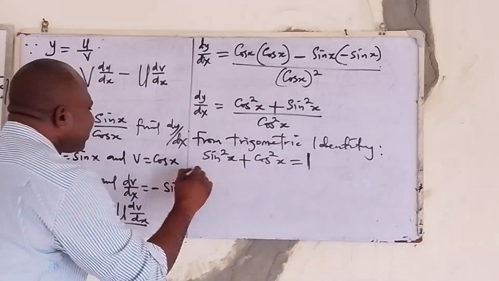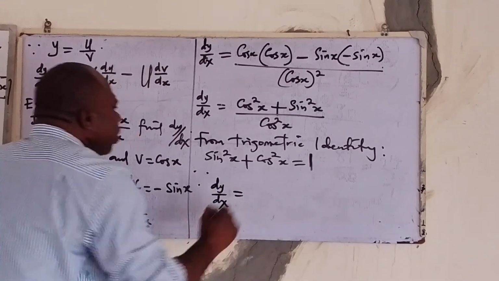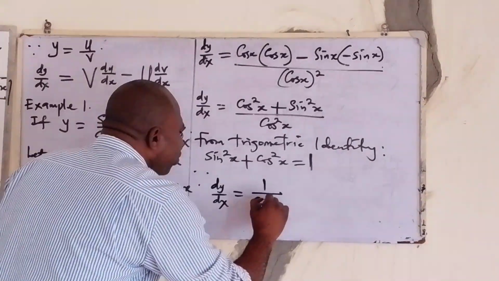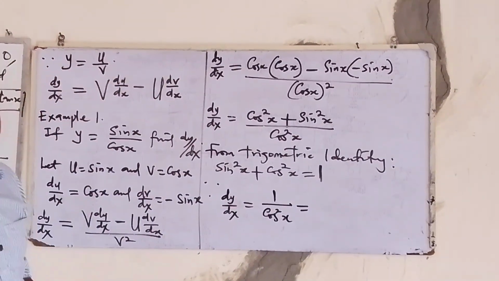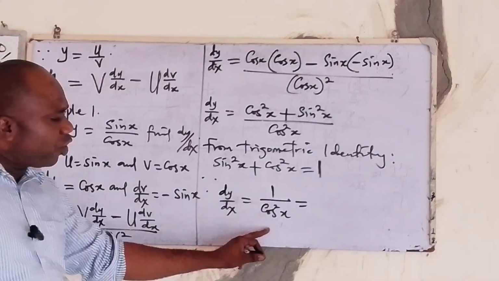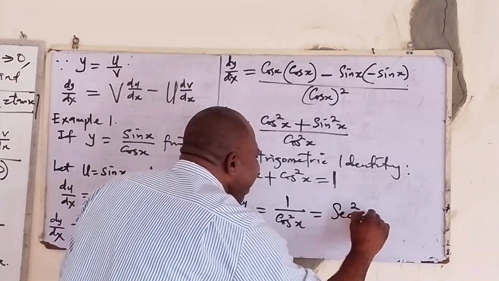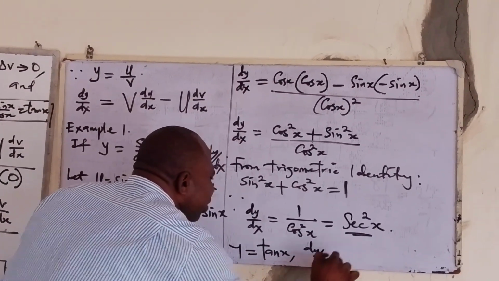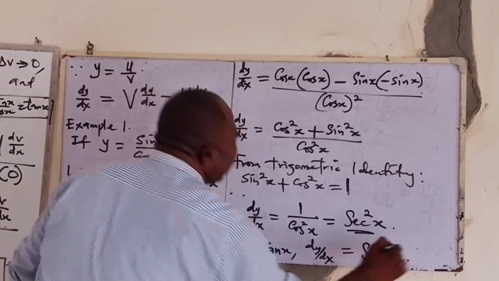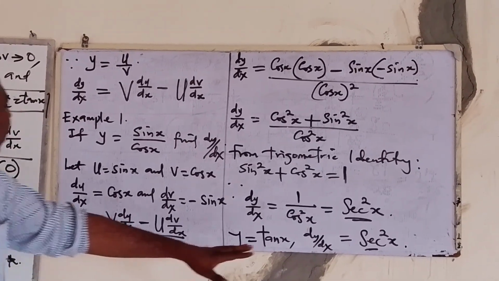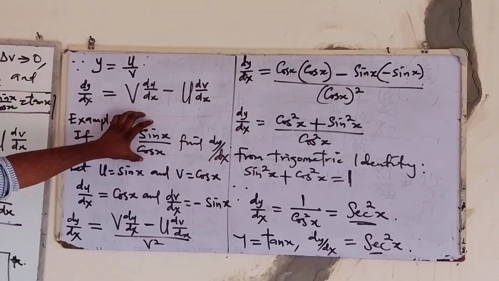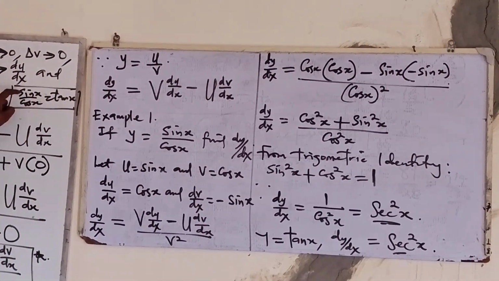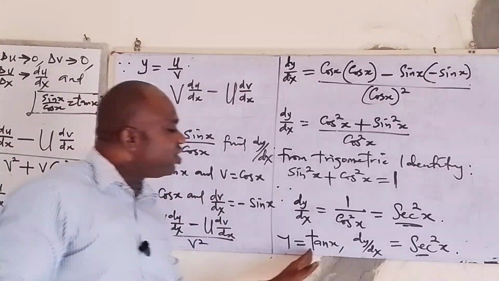So it therefore means that dy/dx will be equal to cos squared x plus sine squared x, which is 1. So we have 1 over cos squared x. And of course, you know 1 over cos x is sec x. So 1 over cos squared x will give us sec squared x. And that's why we said if y is equal to tan x, then dy/dx will be equal to sec squared x. This is the end of the solution. So if y is equal to sine x over cos x, dy/dx will give us sec squared x. And we know that sine x over cos x is the same as tan x. So when you differentiate tan x, it gives sec squared x.